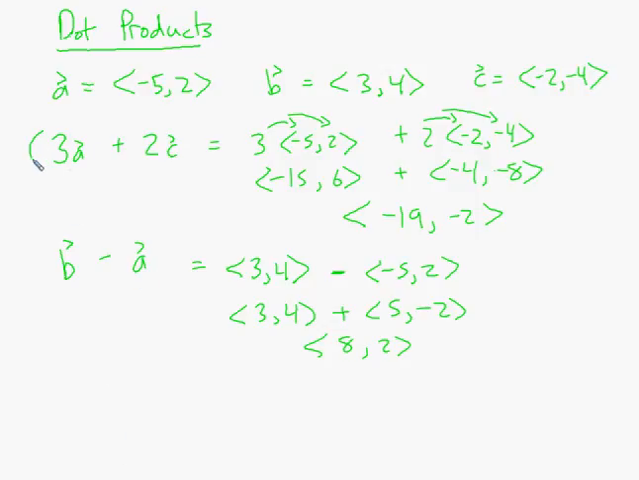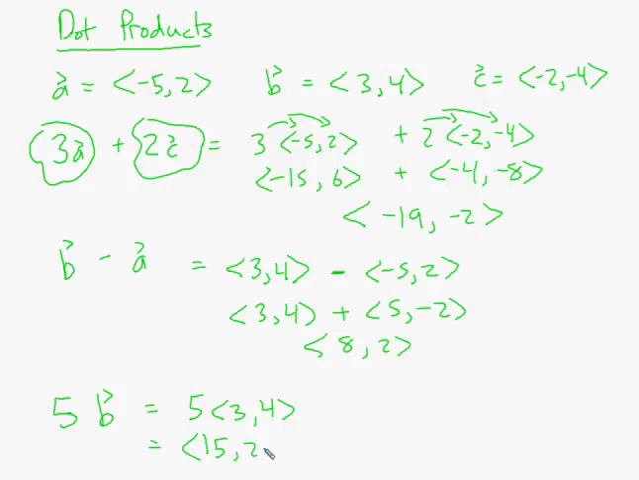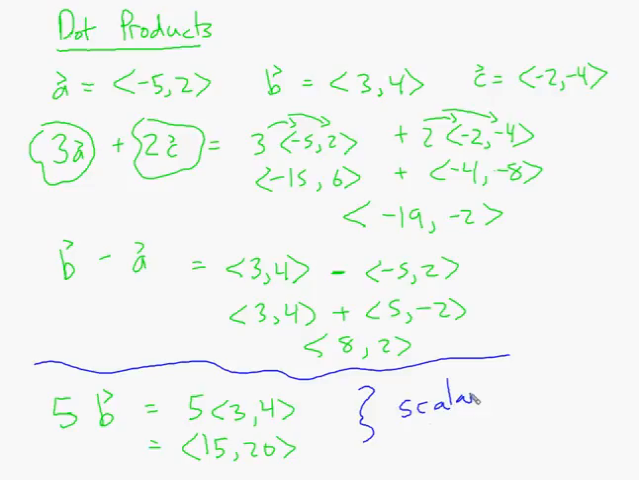Now, I want to talk about this multiplication right here. Let's just look at one of them. Let's say I wanted to do 5 times vector B. Well, we did this. We simply multiply that. 15, 20. But we didn't really give a name to it, and we probably should have. This is called a scalar multiplication.